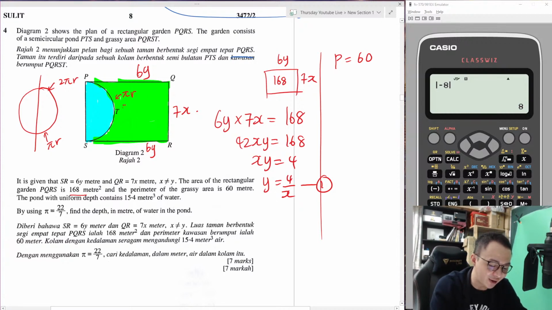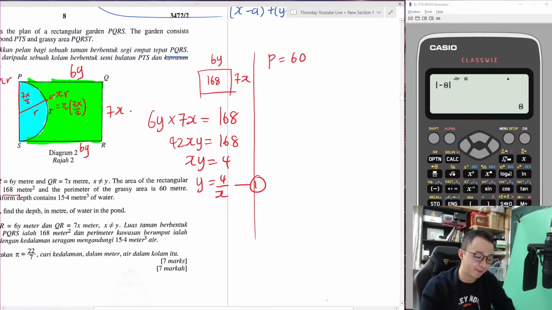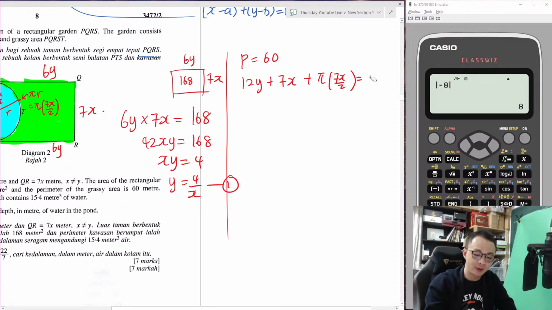And what is my r here? My r is half of the 7x, isn't it? So my r should be 7x over 2. Then I can do my perimeter here, which is 6y plus 6y is 12y, plus 7x, plus pi 7x over 2 equals 60. This one will be my arc length. Obviously this is the second equation.